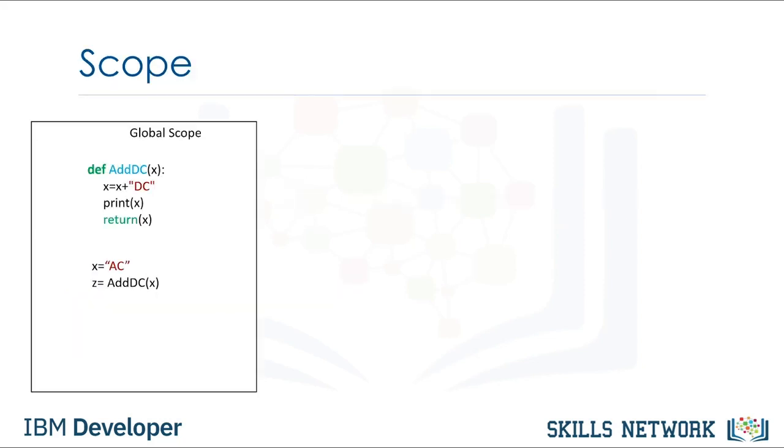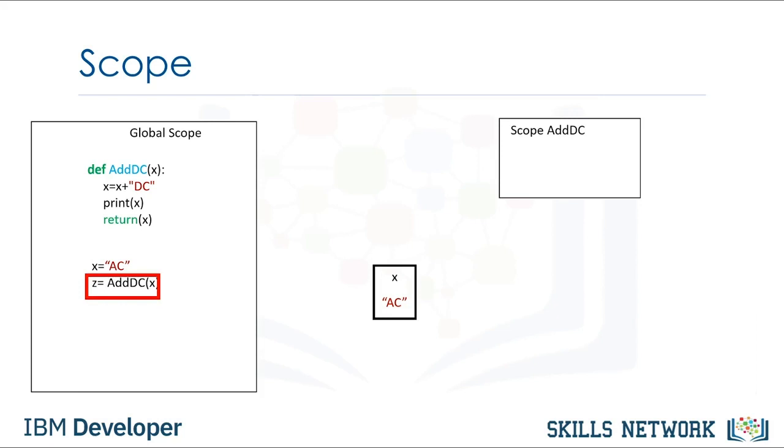The scope of a variable is the part of the program where that variable is accessible. Variables that are defined outside of any function are said to be within the global scope, meaning they can be accessed anywhere after they are defined. Here we have a function that adds the string DC to the parameter x. When we reach the part where the value of x is set to AC, this is within the global scope, meaning x is accessible anywhere after it is defined. A variable defined in the global scope is called a global variable.